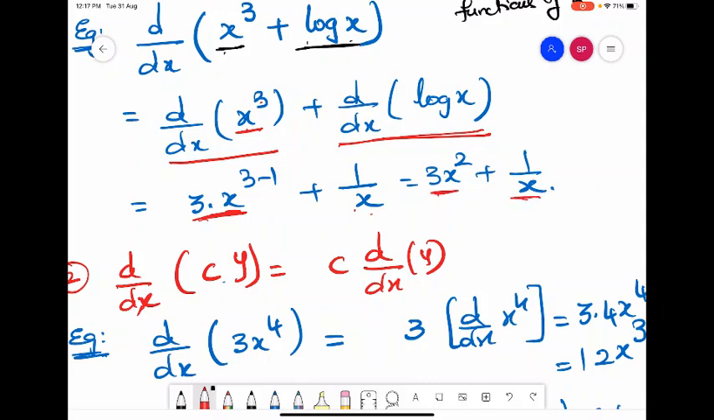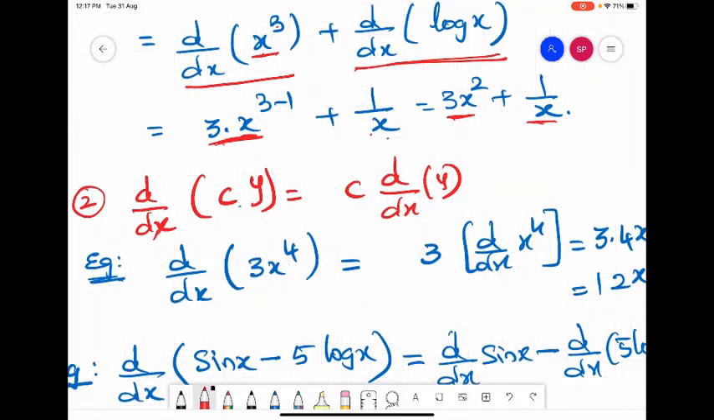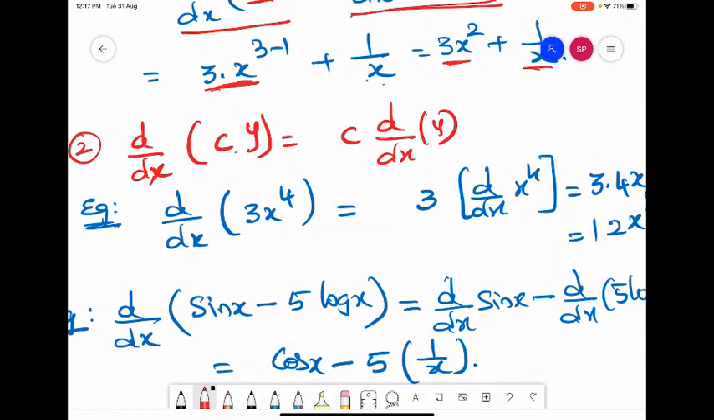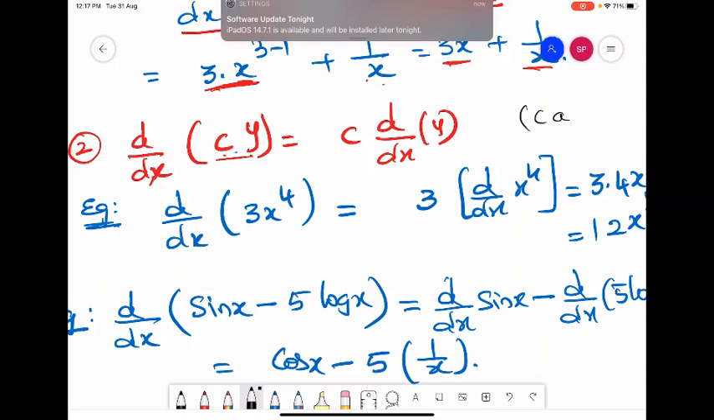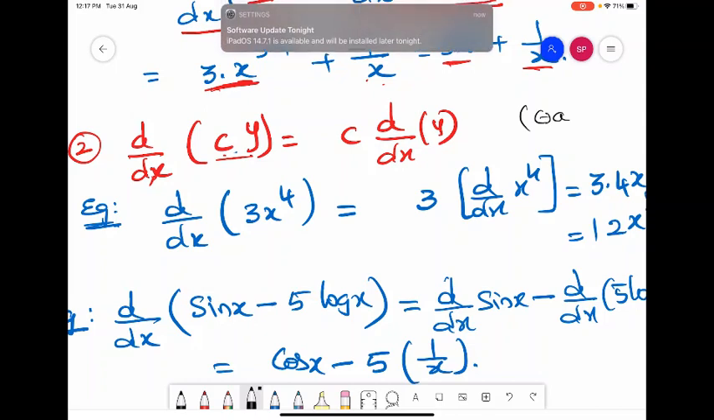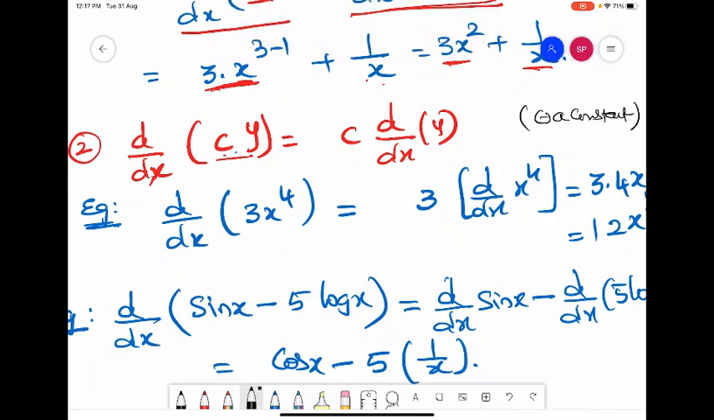Right? So let us note down one more thing. Suppose you have d by dx of c into y, where c is a constant. If I have c a constant, then what can I do? I can just bring out c, into d by dx of y.